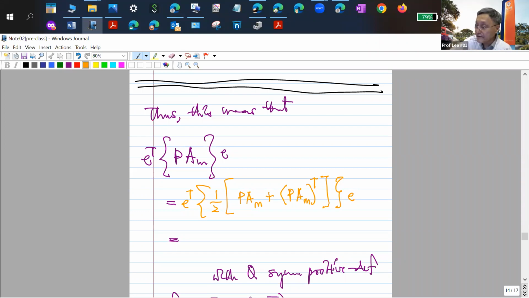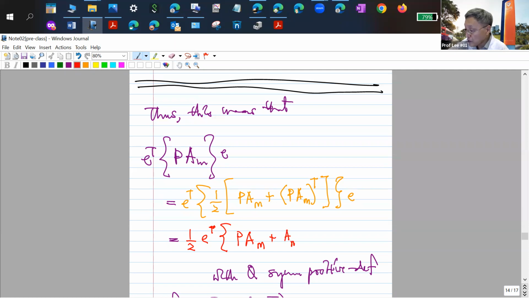Now carefully look at all these things. This PAM is here; take its transpose and expand it out. Remember, P itself, by the Lyapunov property, was guaranteed to be a symmetric matrix. AM is not necessarily symmetric. So when you expand this out, it will be AM transpose P transpose, but P transpose is P itself because P is symmetric. So now I pull out the 1/2: E transpose, P AM. That's the first part of that symmetric matrix.